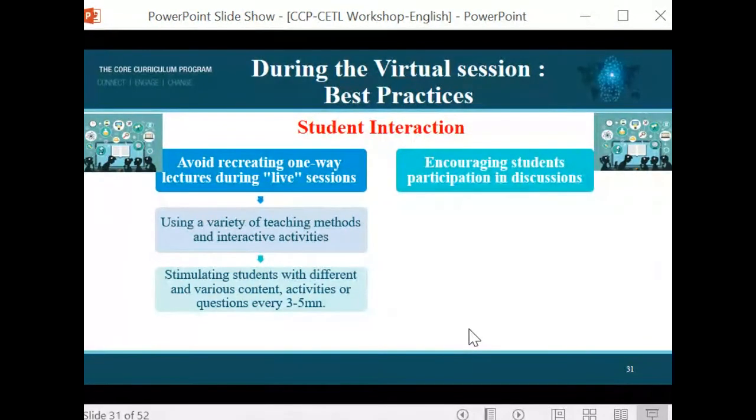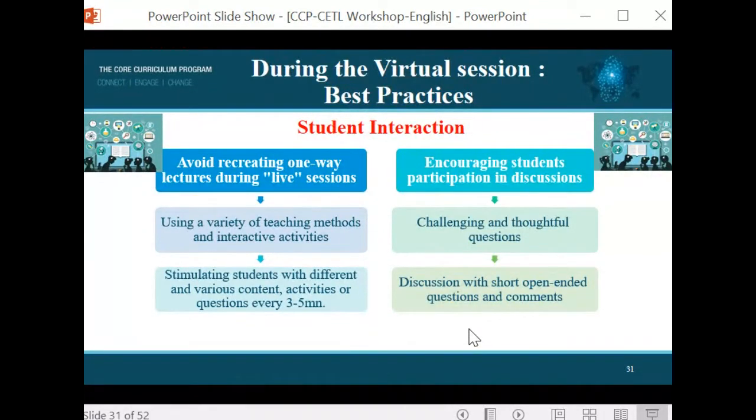Second, good interaction with students could be assured by encouraging students' participation in discussion. How? The use of challenging and thoughtful questions can encourage students to participate. So let's choose questions which promote really critical thinking, challenging, good questions, not boring questions. In the same vein, promoting discussion with short, open-ended questions and comments from the instructor will help facilitate and encourage communication.